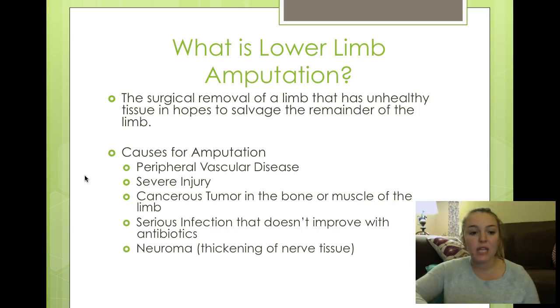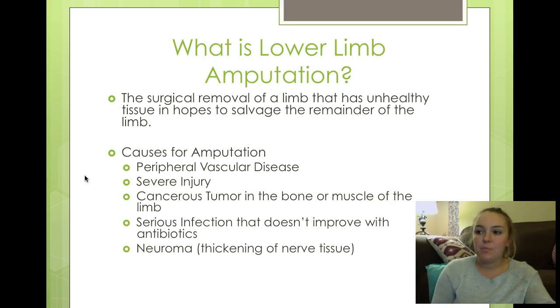The causes for amputation are peripheral vascular disease, which is also called PVD. That's the main cause of lower limb amputation. The most common cause of PVD is atherosclerosis, which people with diabetes are at a higher risk of developing. There's also severe injury, cancerous tumor in the bone or muscle of the limb, serious infection that doesn't improve with antibiotics, and neuroma.